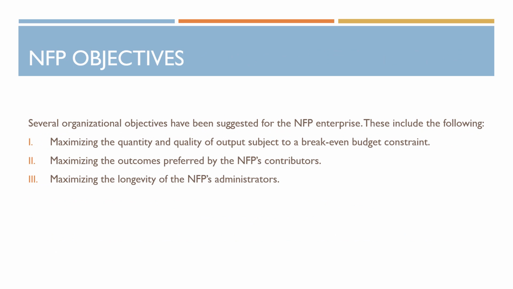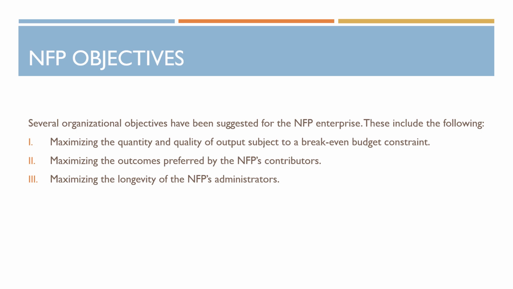Some of the objectives that you might have already seen, for example, could be maximizing the quantity and quality of outputs subject to break-even budget constraints, or maximizing the outcome preferred by the nonprofit organization, or sometimes maximizing the nominative of the organization administrators. All of these are not guaranteed to be the single objective. Sometimes there could be multiple missions for the nonprofit to serve.